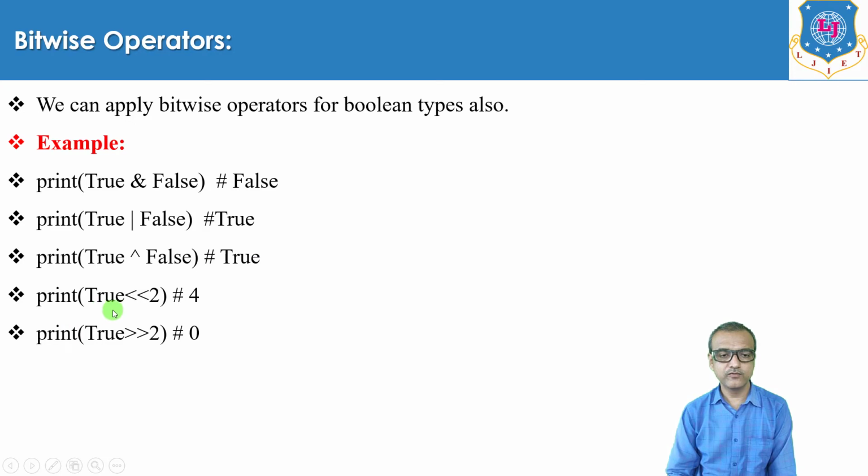Now print of true left shift operator by 2. See, true means 1, and here we are shifting 1 by 2 bits in the left direction. So multiply 1 by 2 raised to 2, that is 4. Now print of true right shift operator 2. What will be the output in this case? True means 1. Now what we have to do? Divide 1 by 2 raised to 2. So 1 divided by 4, that is 0.25, and consider the int value, that is 0. So the output of this print statement is 0.